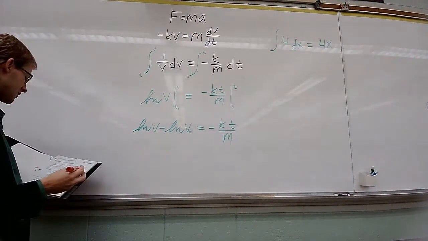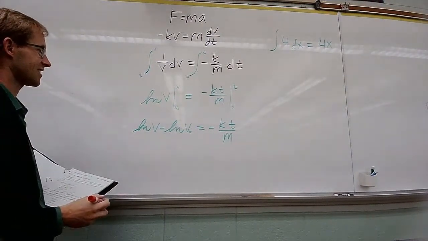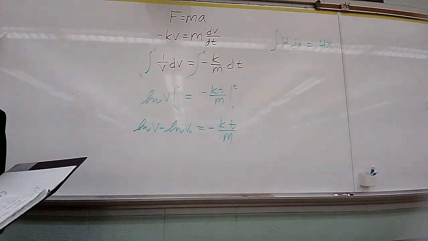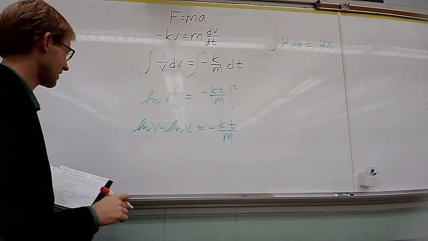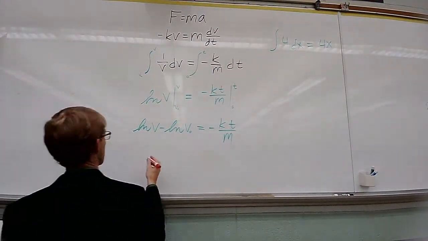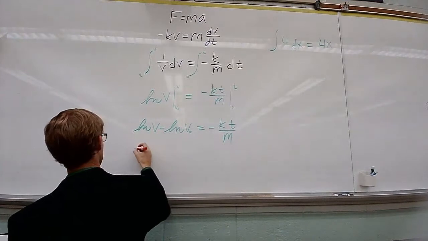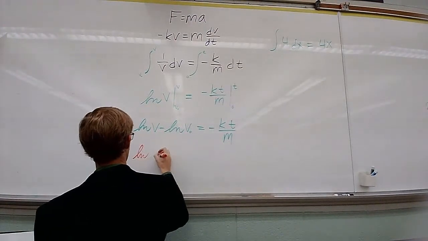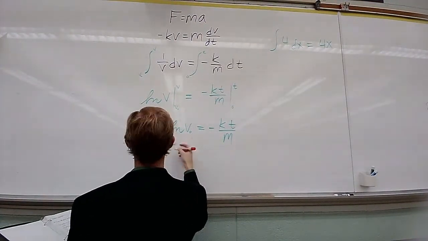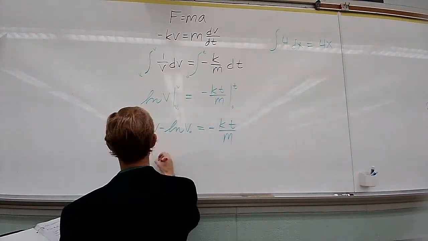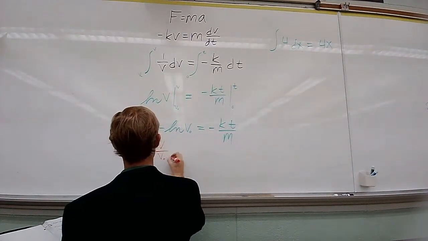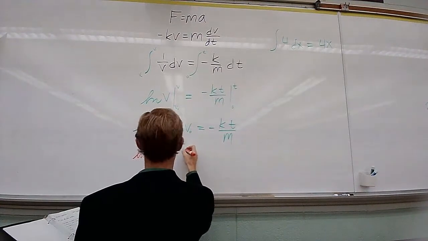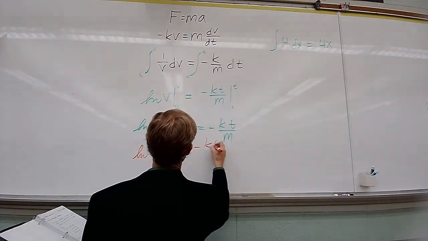So what you would do then, and just try not to worry too much when you see this, you got to do a lot of math to get to a solution. The natural log of v minus v original is equal to that, so that's equal to negative kt over m.